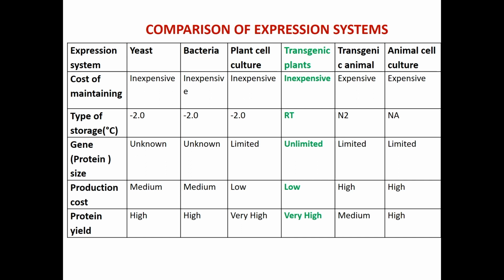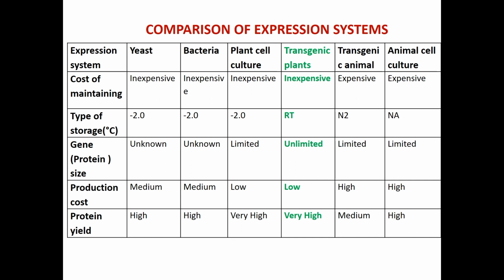And then gene or protein size, there is no limit, any size of protein can be expressed in transgenic plants. And then production cost, the cost of cultivation is low, so we can have the production cost also low. And protein yield is very high because of the high biomass production capacity of the plant system. So this is an ideal plant system for production of many proteins.